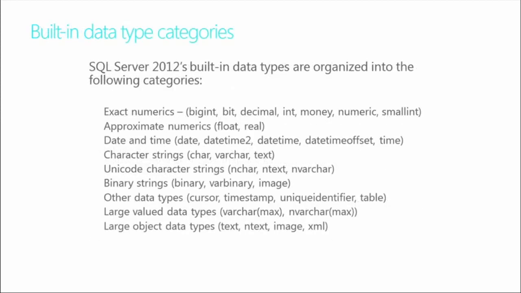Now, there are several categories provided with SQL Server 2012. I mentioned we have exact numerics: bigint, bit, decimal, int, and money. Then approximate numerics, float and real, and date and time. There are character fields and Unicode character strings. When you see the letter N before, that means it's Unicode, which provides support for international languages. Then binary strings, and some other unique data types like timestamp or unique identifier.